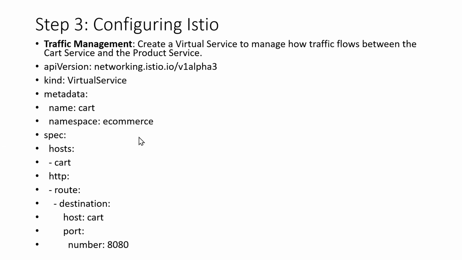Then the namespace, which should be inside the e-commerce namespace, followed by the host, that is cart, and what protocol we will be using, and the route, that is what percentage of the traffic should be redirected to one container and to another container, I will mention here. And the destination host is cart, and the port number, like that.